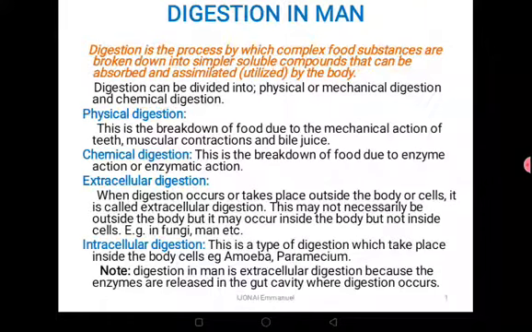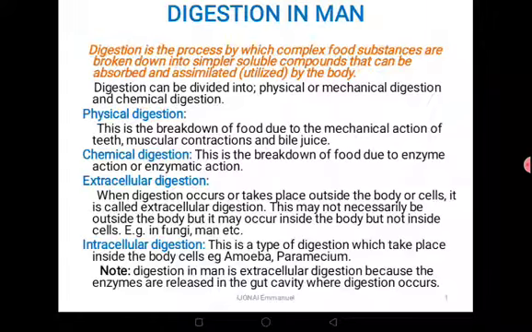Digestion is a process by which complex food substances are broken down into simpler soluble compounds that can be absorbed and utilized by the body. So every day we eat food, we eat maize, we eat posho, we eat groundnuts, and many other types of foods that we eat every day. So what is the fate of this food?